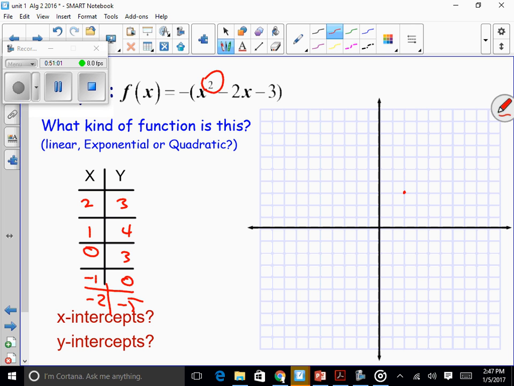1 and a 4. I'm looking for a 0 and a 3. I'm looking for a negative 1 and a 0.